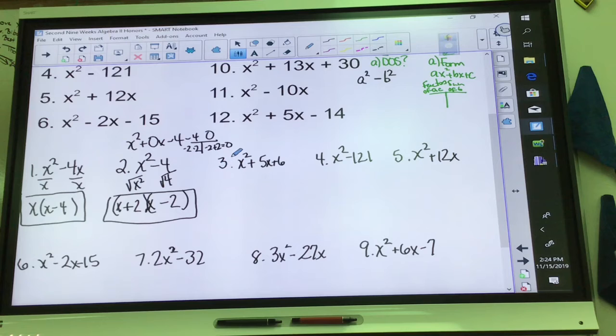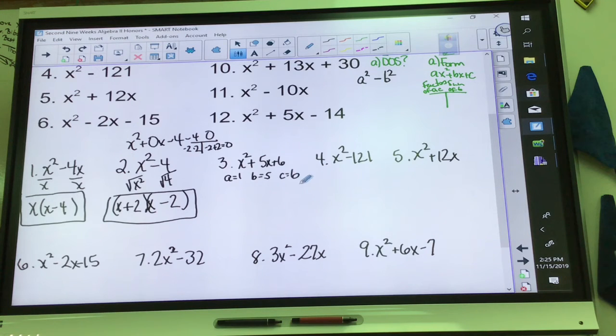Number 3, do I have a greatest common factor? I have 1x squared, 5x, and 6, so no, I do not have a greatest common factor. Is this a binomial or a trinomial? Trinomial. And so I do have it in the correct form, ax squared plus bx plus c. This exponent is half of this one. So looking at it, I know a is 1, b is 5, c is 6.